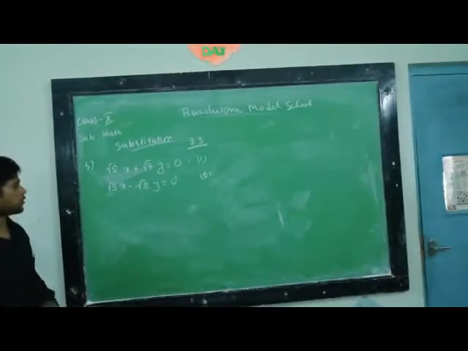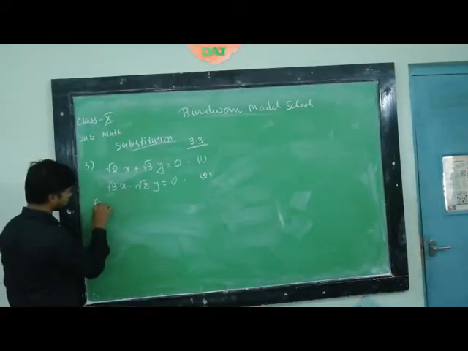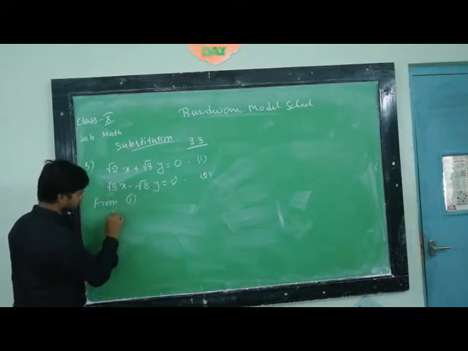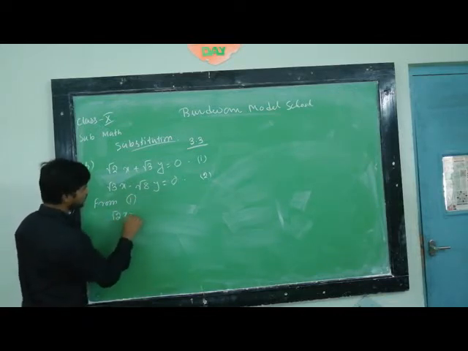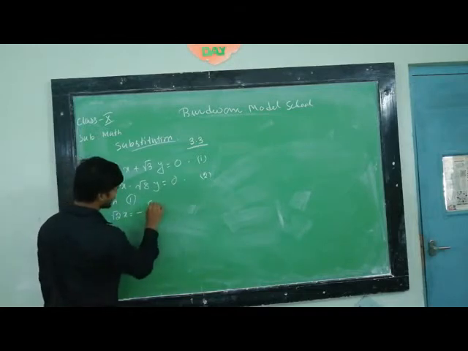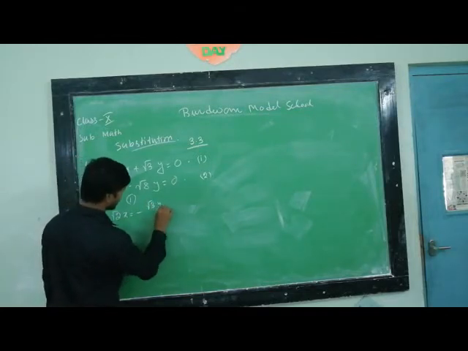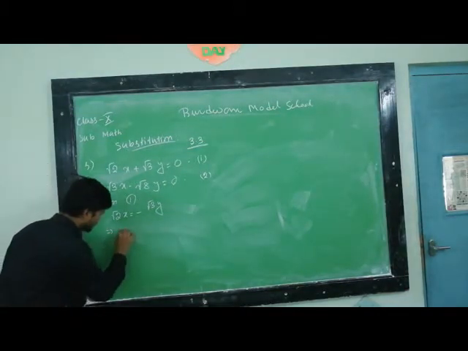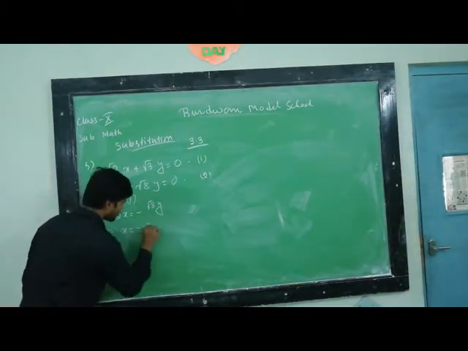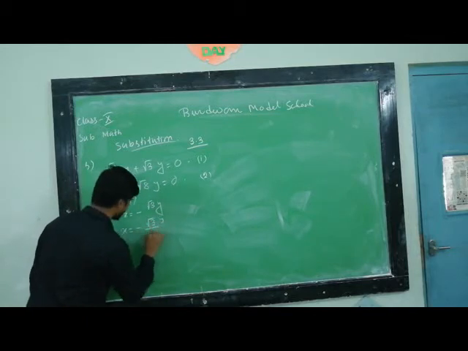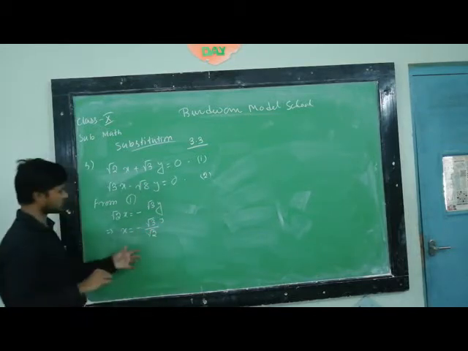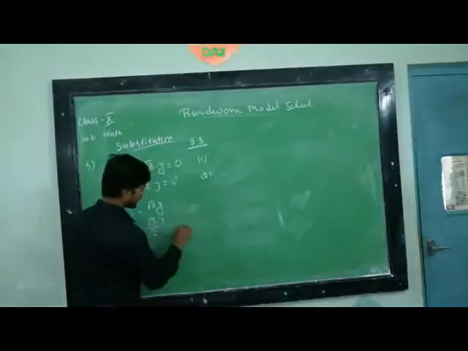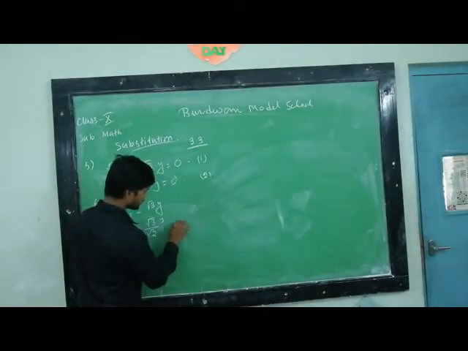Now first we have to choose one equation. So from equation number 1 we have root 2x is equal to minus root 3y. That means x is equal to minus root 3y by root 2. So this is the value of x. Let's number it equation number 3.